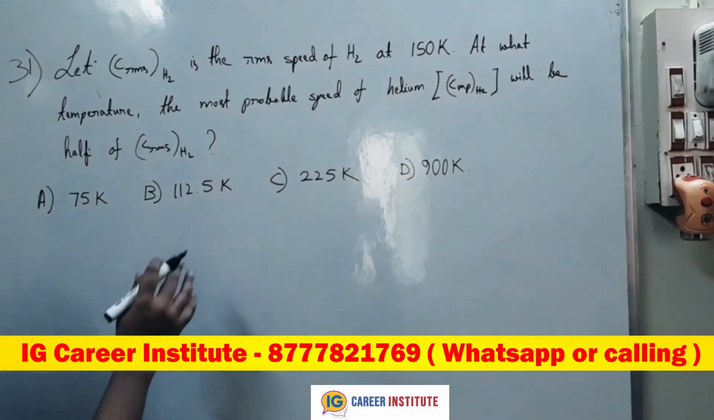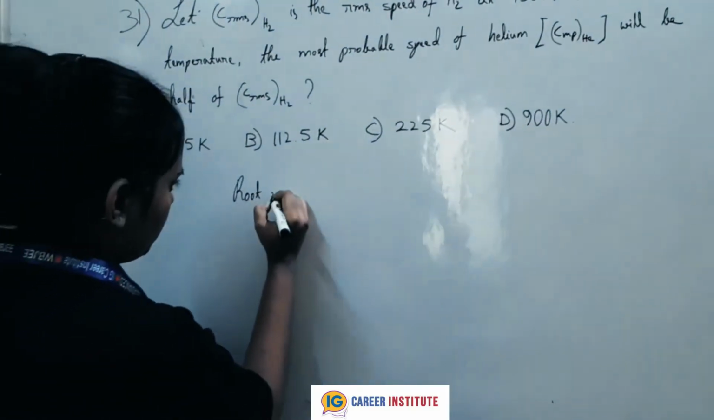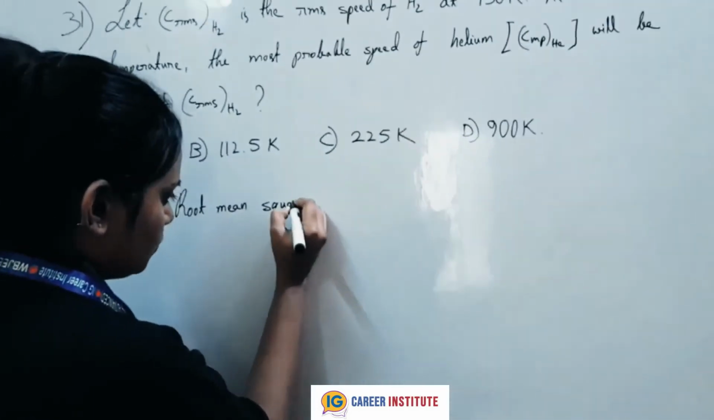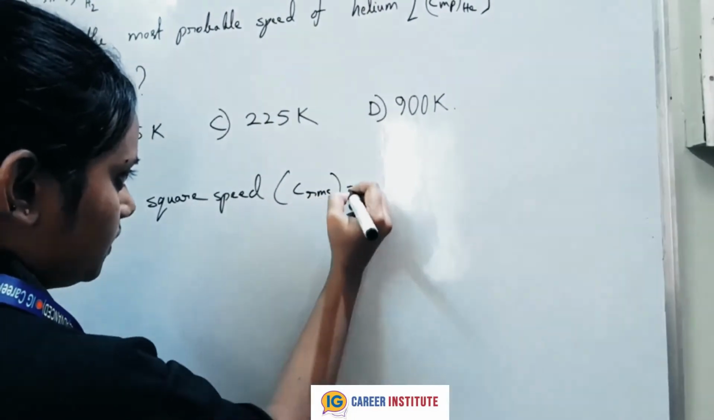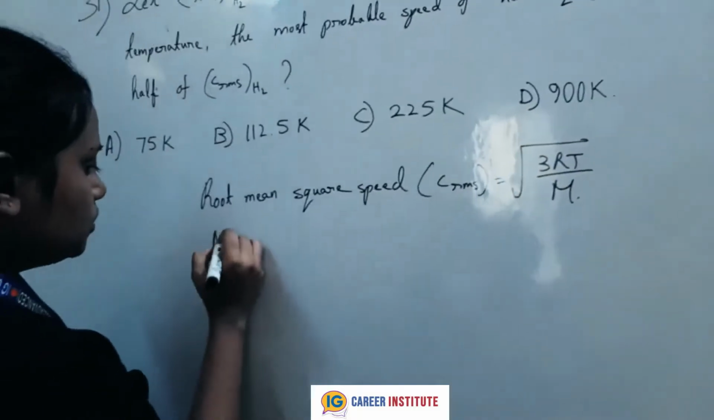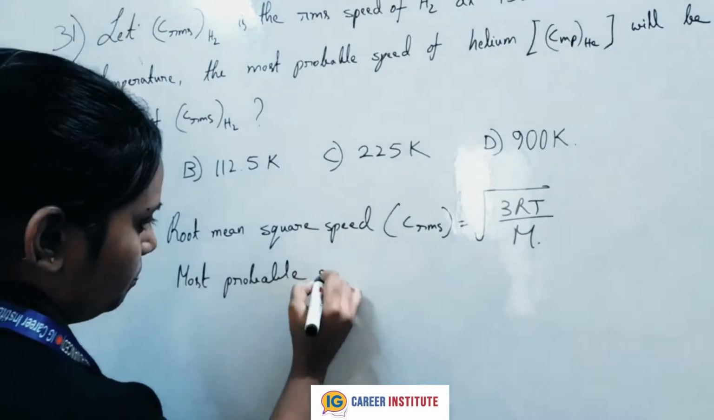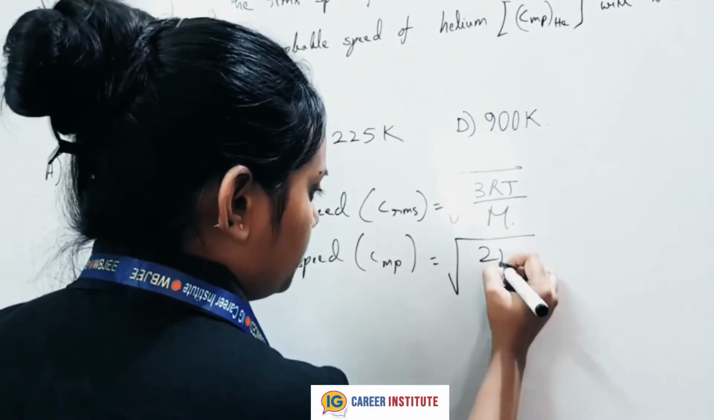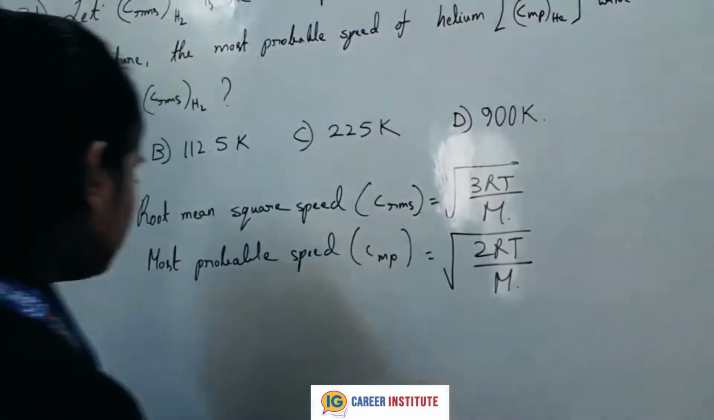Okay, so for solving this question, first of all we should know the basic formulas. The root mean square speed, denoted in short as CRMS, is given by root over of 3RT by capital M, and the most probable speed, denoted as CMP, is given by the formula root over of 2RT by capital M.